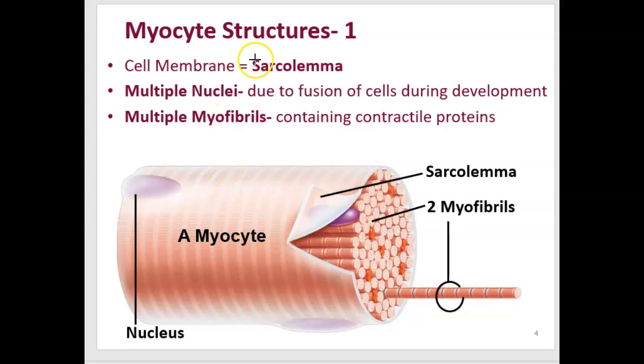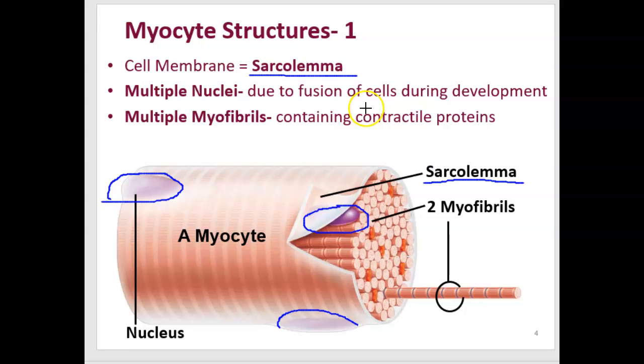First, I'll start with the cell membrane is called the sarcolemma. And you can see I've got one myocyte on this picture, surrounded by the cell membrane, which is just a phospholipid bilayer, and we call it the sarcolemma. Inside the cell, there are many nuclei. This particular picture shows a cell with 3 nuclei. And the reason there's more than one nucleus in a cell is because during embryonic development, cells fuse together to form a bigger cell.